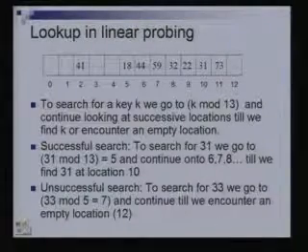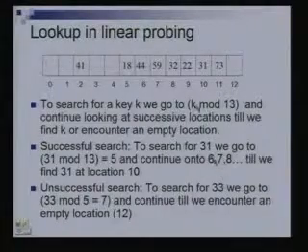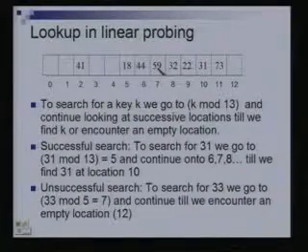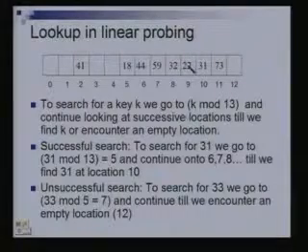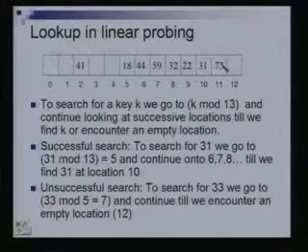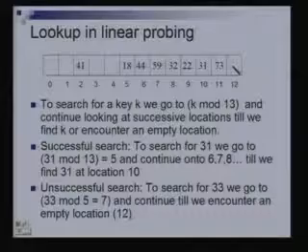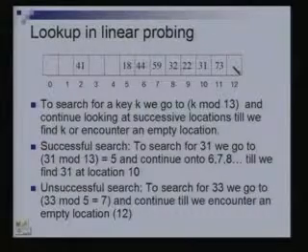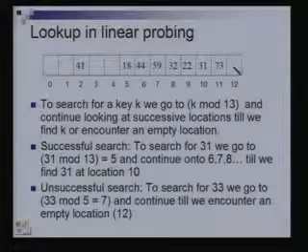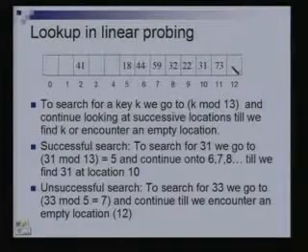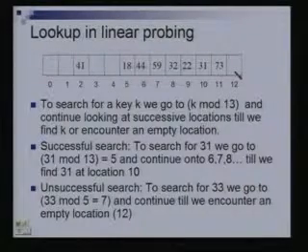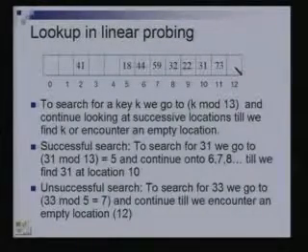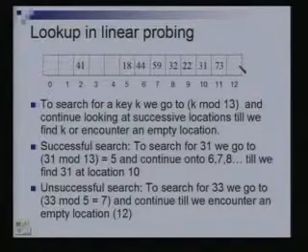Suppose I am searching for 33. 33 mod 13 is 7, so I would start here. Then I come here, it's not here. I come here, it's not here. I come here, it's not here. I come here, it's not here. I come here and I find this location is empty. This means 33 could not be there at all in this table, because if 33 were there in this table, it would definitely have been inserted by this time, up to this position, because this is an empty location.